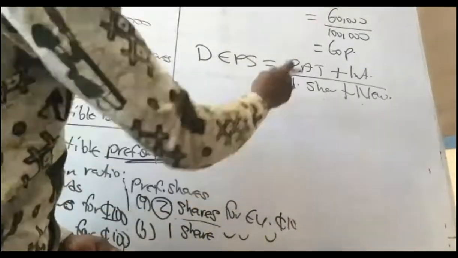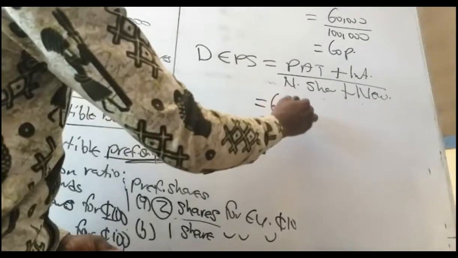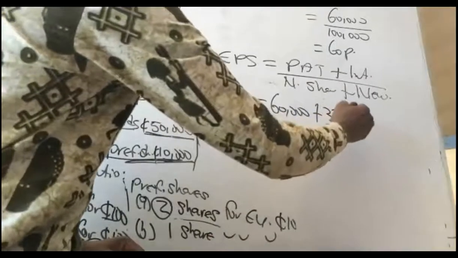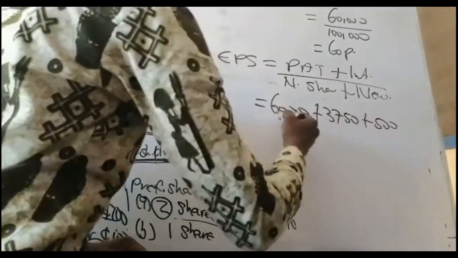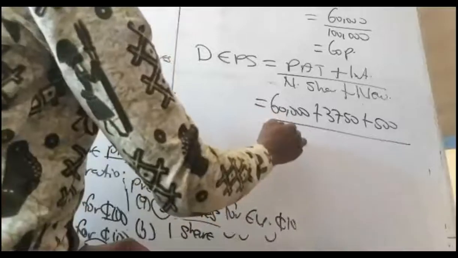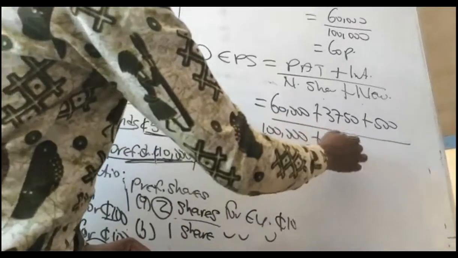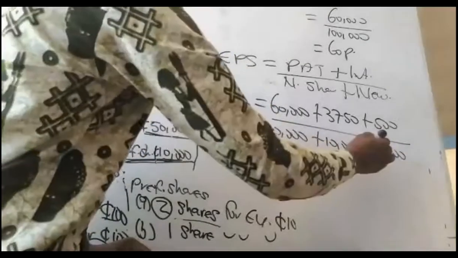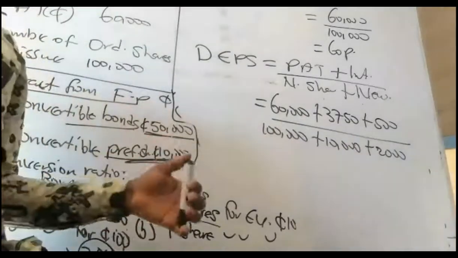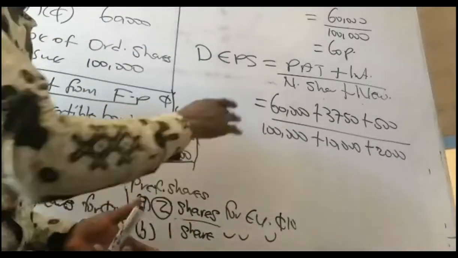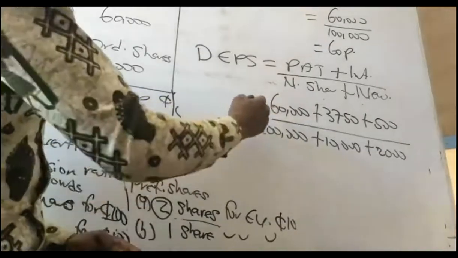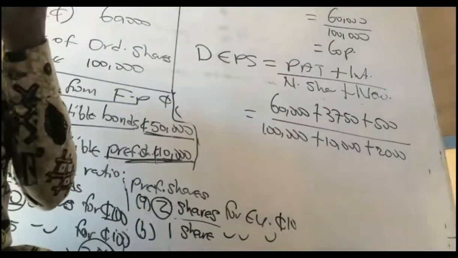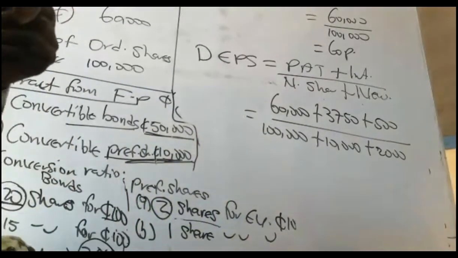So if you come to profit after tax, it is 60,000. And then the first dilution was 3,750 plus 500, all divided by 100,000 plus 10,000 plus 2,000. So that is 64,250 divided by 112,000, and that is the diluted earnings per share. Good. So basically, that is it.